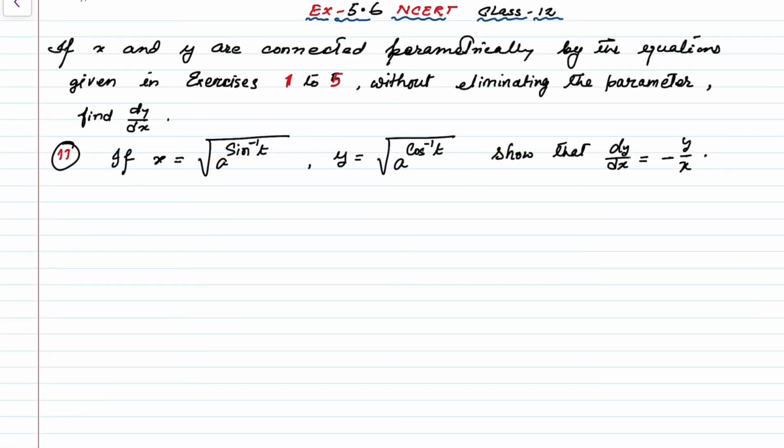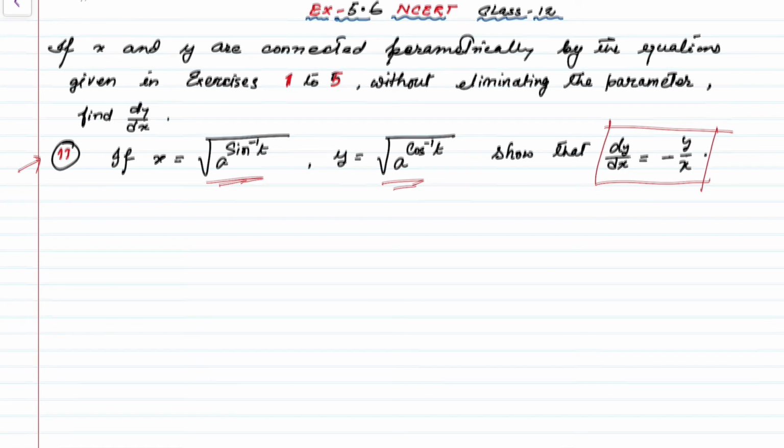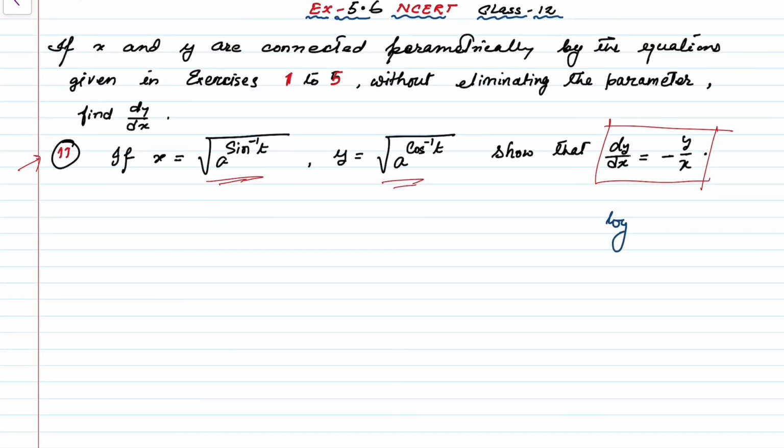Now let me show you how to solve question number 11. Here, if x is equal to this one and y is equal to this, we need to prove this relation: dy by dx is equal to minus y by x. So how to do that? Remember one thing, the derivative of a to the power x is a to the power x log of a. This is a very important result, you should remember this.